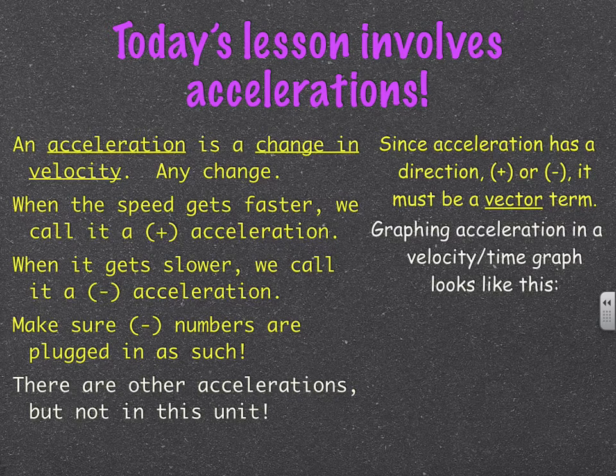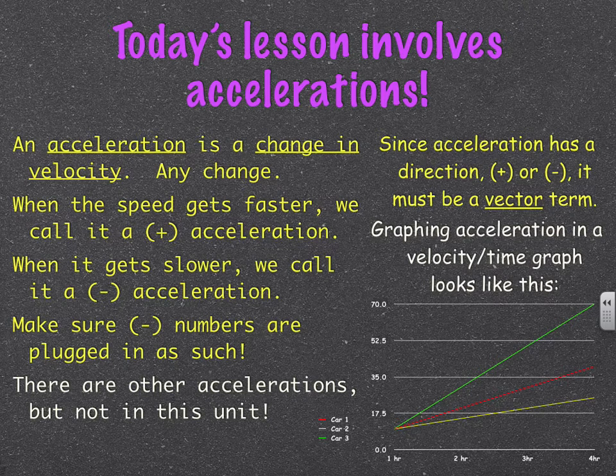Now, if I'm going to graph an acceleration on a velocity time graph, it would look like this. So this is velocity up the side and time on the bottom. And here I have three cars that are starting off at the same speed, but after a couple hours, are they still going the same speed? No. Who accelerated the most? Car 3. The green car, in case you're too far away to read that. The green car has the biggest acceleration. Who had the wussiest acceleration? The yellow car.